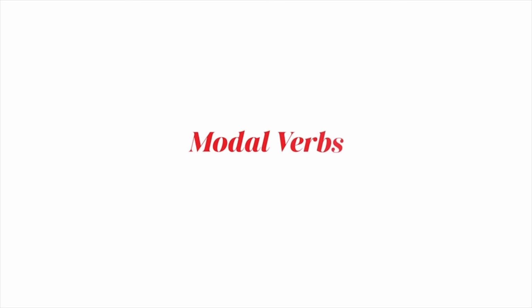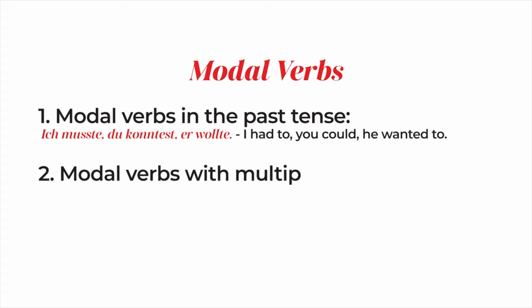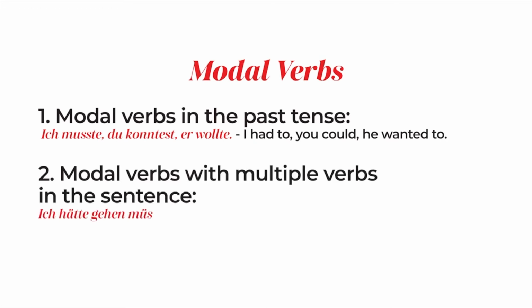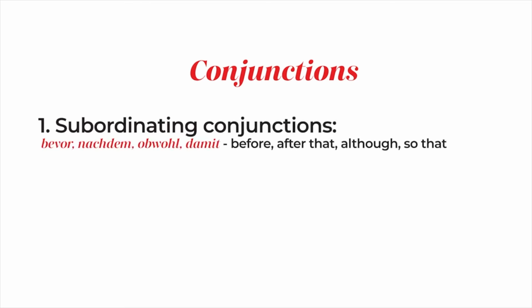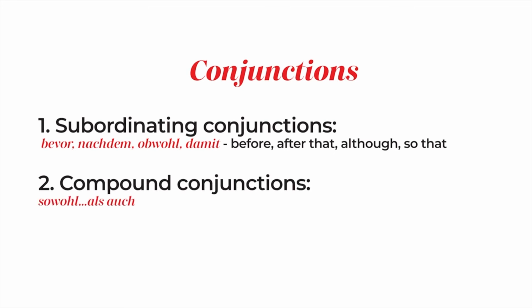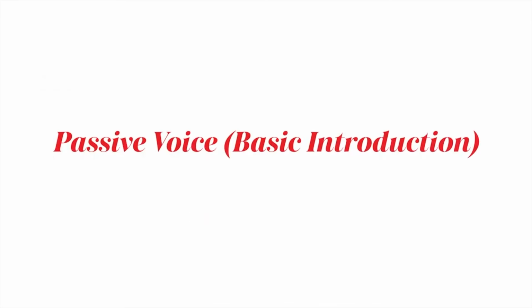Modal verbs, specifically modal verbs in the past tense. Ich musste, du konntest, wollte. Modal verbs with multiple verbs in a sentence. Ich hätte gehen müssen. Conjunctions, such as the subordinating conjunctions bevor, nachdem, obwohl, damit, and so on. Compound conjunctions or two-part conjunctions, sowohl als auch. Weder, noch. Entweder, oder. The basics of the passive voice.